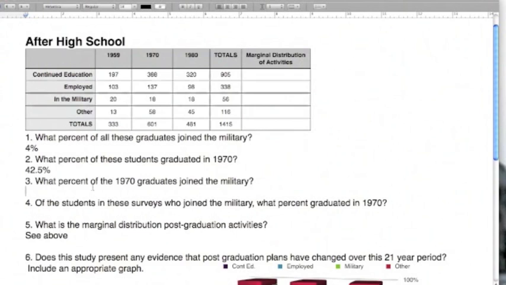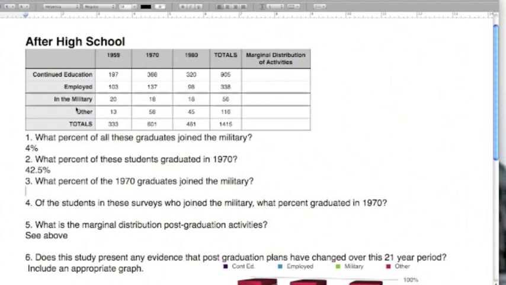All right, number 3, it isolates one group out of all of the rest. This question is different than the first two because it says what percent of the 1970 graduates. It's telling you, I don't really care about everybody now. I really want you to focus on just one group in the years, and we're going to look at just 1970. So now the total group I'm interested in is 601 instead of 1415. So when I do my division to get the percentage, instead of dividing by 1415, we're going to divide by 601.